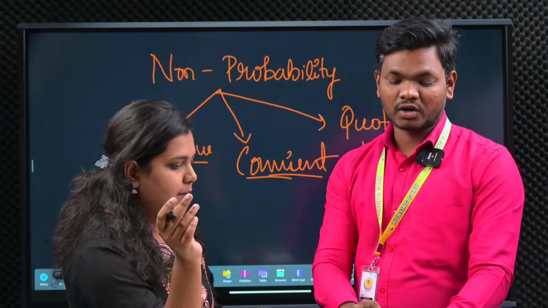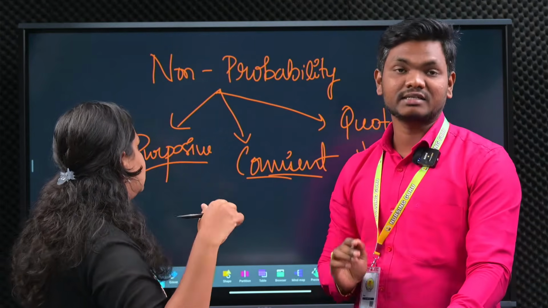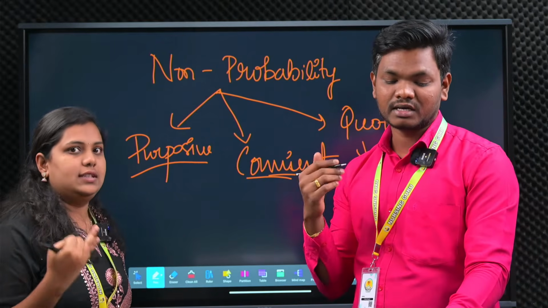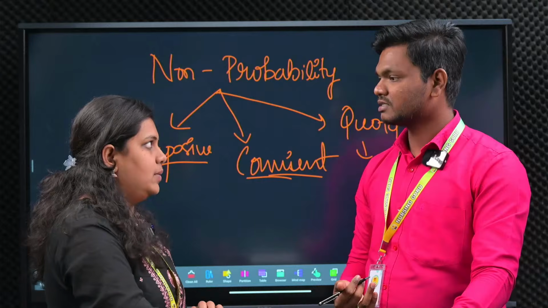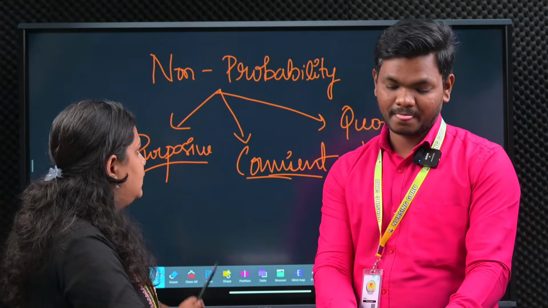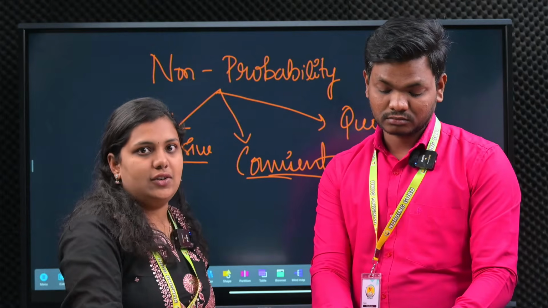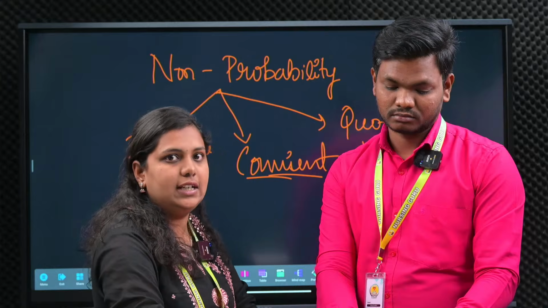When you're talking about sampling techniques, that is very important: the definition of sampling, what the sampling techniques are, and probability and non-probability sampling techniques. So focus more on these units. This is a very important unit. You have to focus on the probability and non-probability types also.